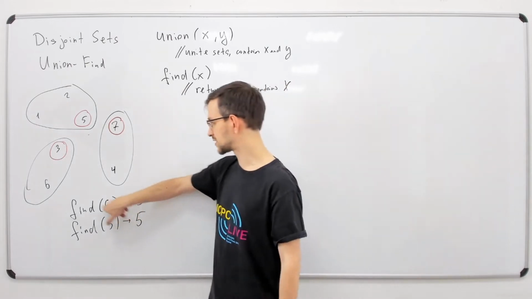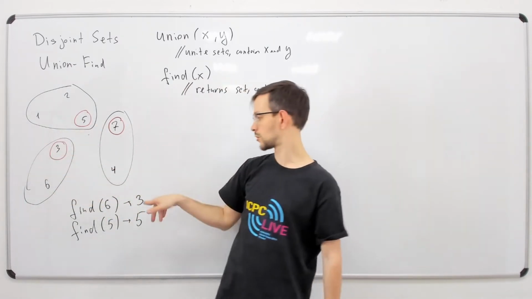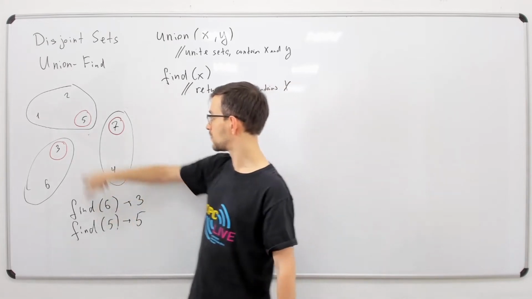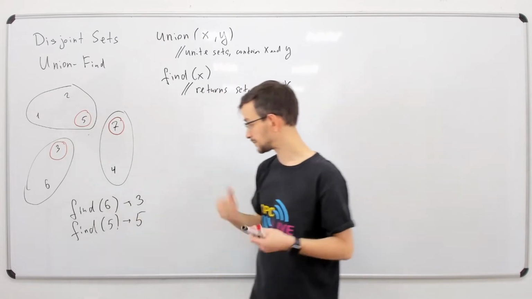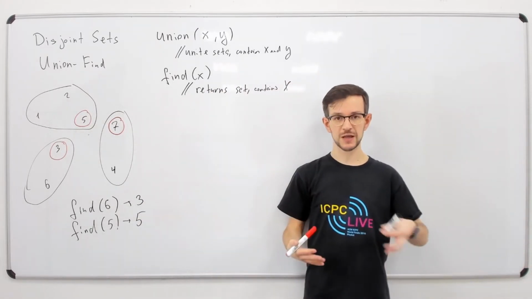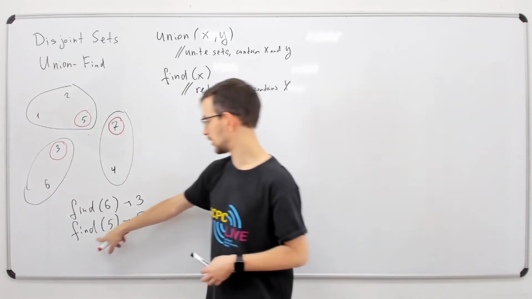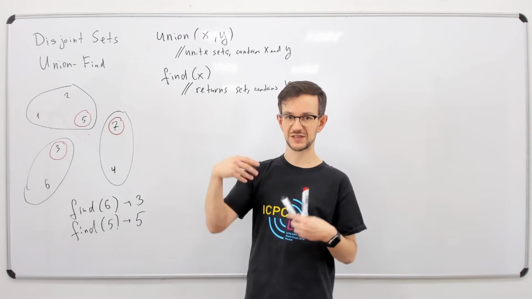So element 6 belongs to this set. In this set, 3 is a representative element, so we will return 3. And element 5 belongs to this set. 5 is a representative of this set, so we will return 5. The important thing is that the representative always returns the same element. So if you call find from two elements of the same set, you will get the same element each time.